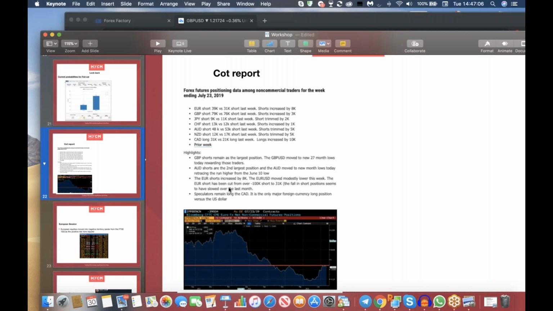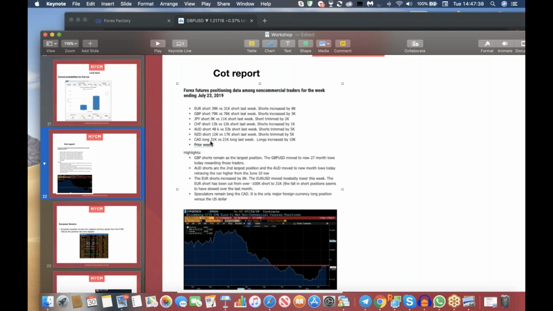And I want to cover briefly the Canadian dollar. Look, this is the special element that I wanted to share with you, and the COT report helps me to make it. You see how all these currencies are short? Look, euro short, pound short, yen short. Okay, you get the impression. But there's only one currency that's long, and that's the Canadian dollar. Okay, it's the only major foreign currency long position versus the dollar. So this is the only position that's long.